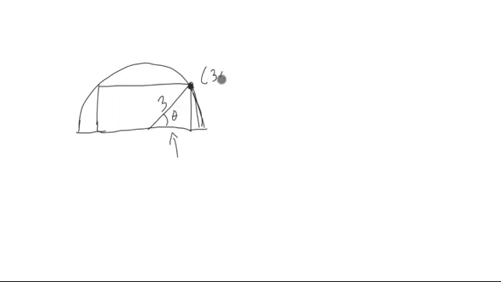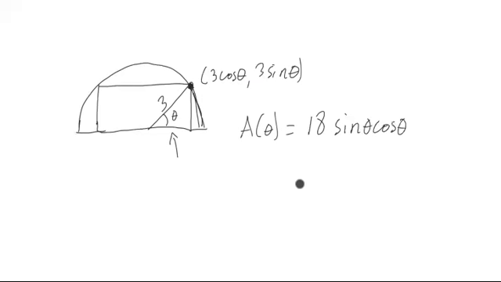Then the coordinate of this would be, let's see, we get 3 cosine theta, 3 sine theta would be the coordinates of that particular point, which actually gives us a total area of, well, it's just double this rectangle here with these multiplied together because it's symmetric. So it's double that. So it's 3 times 3 times 2, so 18 sine theta times cosine theta.